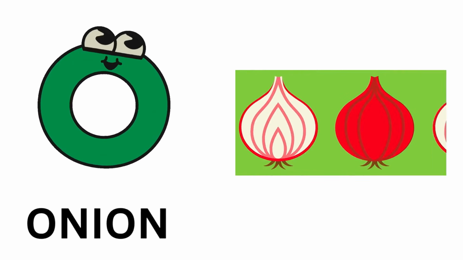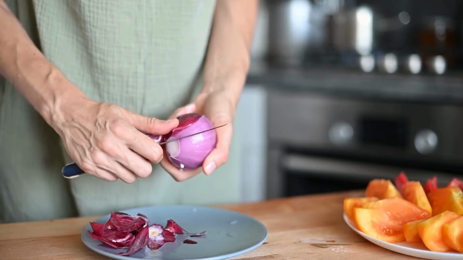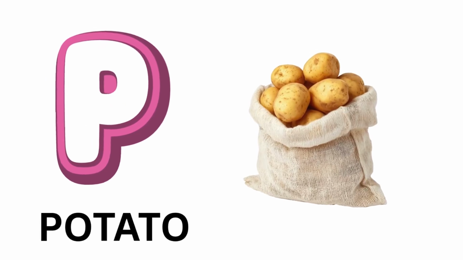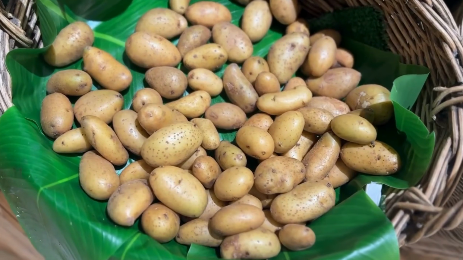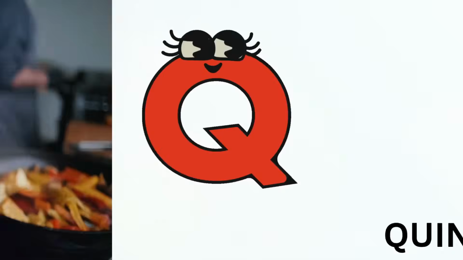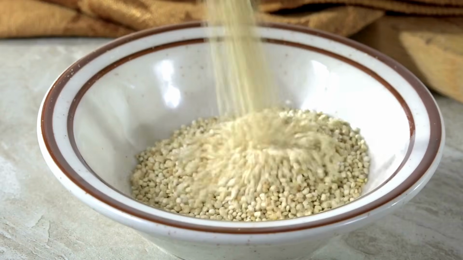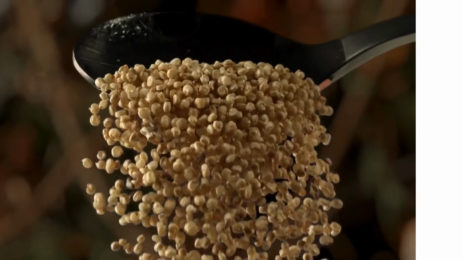O is for onion. Onion. O is for onion. P is for potato. Potato. P is for potato. Q is for quinoa. Quinoa. Q is for quinoa.